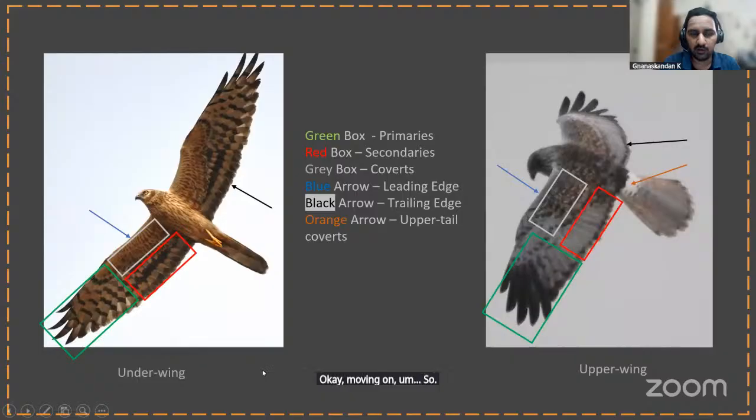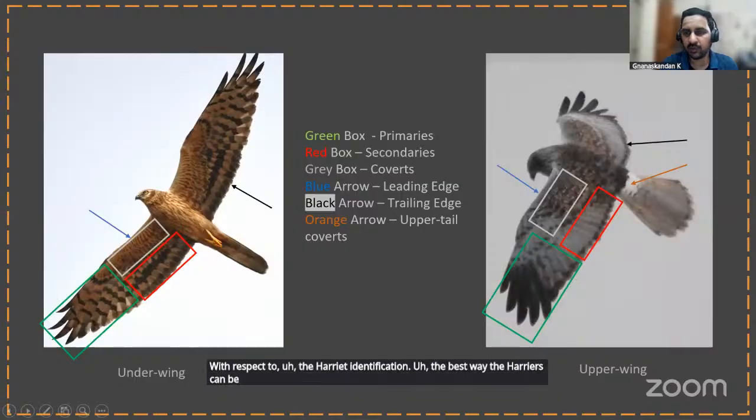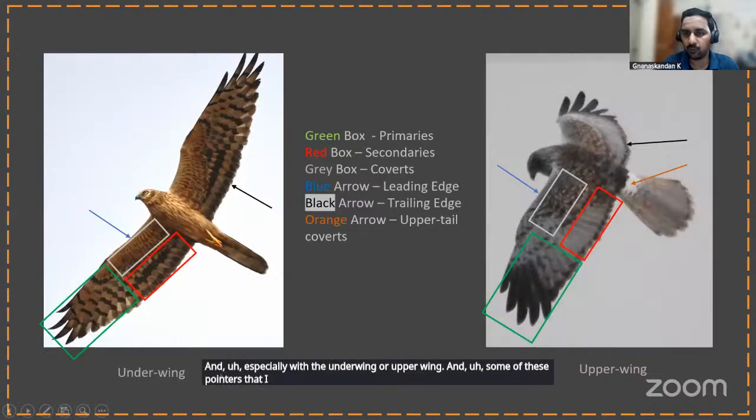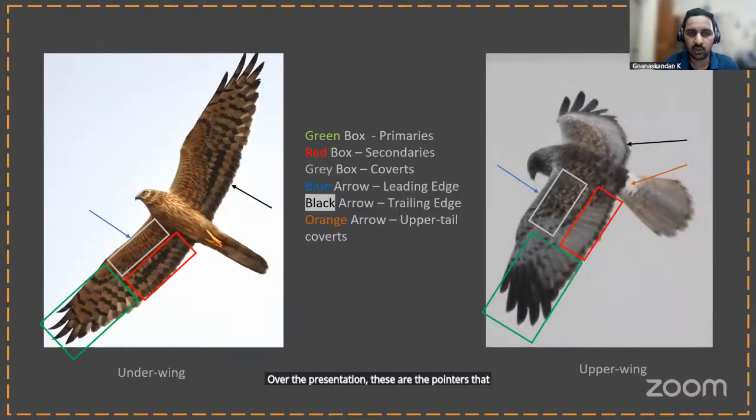So for us to understand more with respect to Harrier identification, the best way is that Harriers can always be identified in flight, and especially with the underwing or upper wing. And some of these pointers that I mentioned here are helpful because over the presentation, these are the pointers that we'll be covering. So I thought it is best to mark some of them.